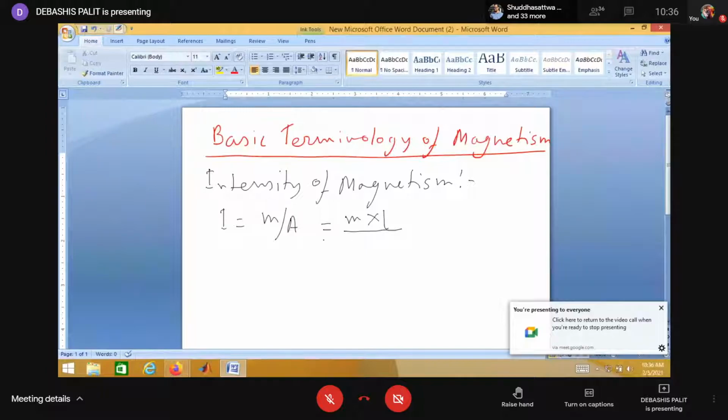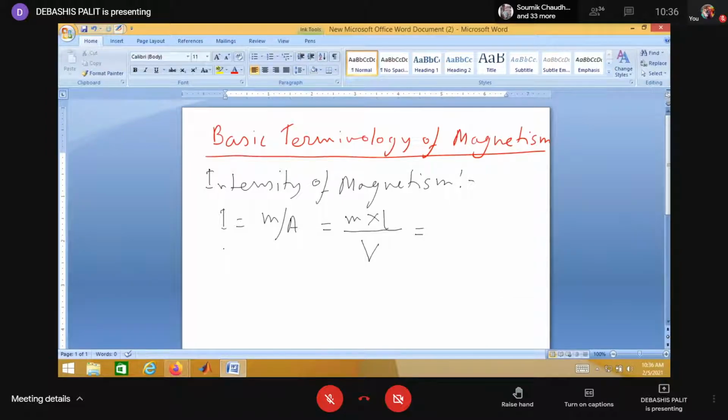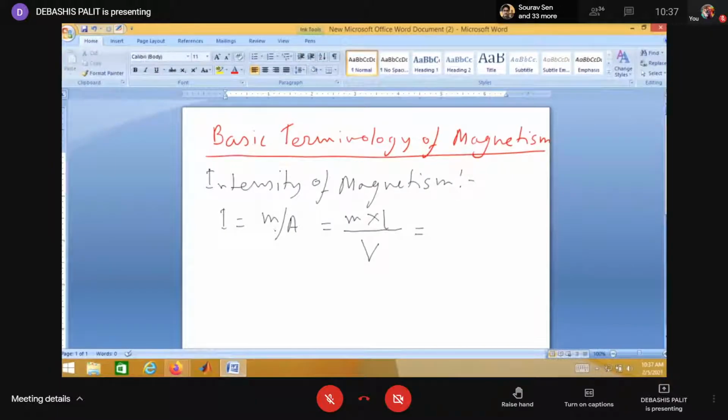So M into L divided by A into L means V, that is volume. So that is equal to magnetic moment per unit volume. Alternately, you can define that magnetic moment per unit volume is also intensity of magnetism. Now, this can be defined as pole strength per unit area of the effective magnetic path. So that is also intensity of magnetism. Now, what is your magnetizing force?